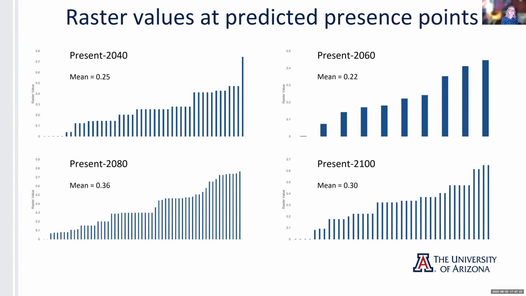To better understand the change in suitability at points of predicted presence, I also created these charts showing the raster values at each point. It is notable that over time, there were no negative raster values at the points of predicted presence, but the mean raster value hovered generally between 0.22 and 0.36. So a little lower, but not super low.